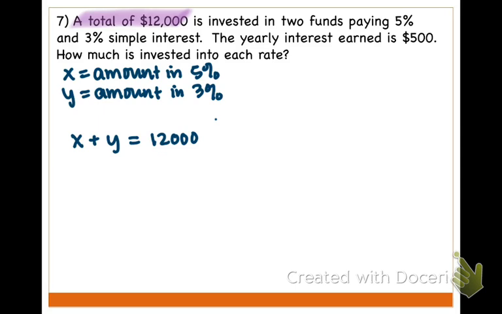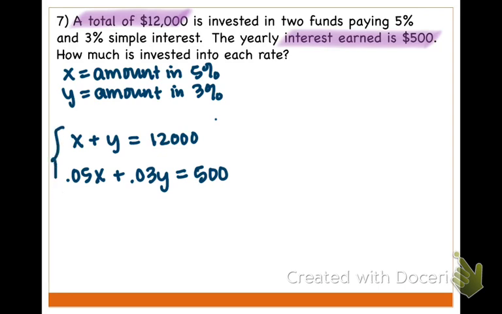The second equation is going to come from this interest rate. My interest is $500, and that's on both combined. So if I take the interest that I would get on the X amount and add the interest I get on the Y amount, I have to get $500. So the interest that I earn on the X amount is going to be 0.05X, and the interest I get on the Y amount is 0.03Y, and adding those together has to give me my $500. So right here is my system of equations, and I want to solve.